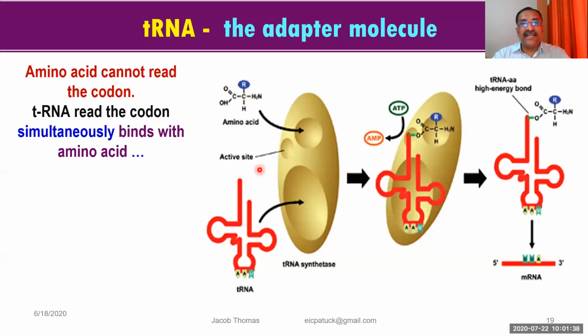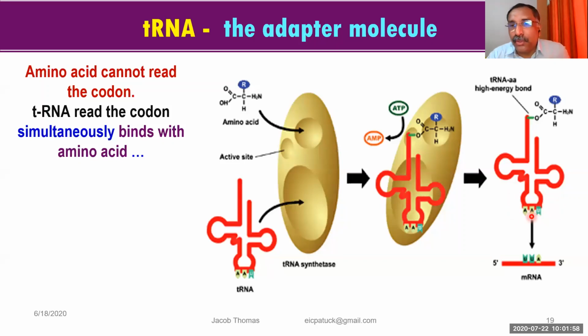So it is getting attached to here like this by using energy. Then it is called the aminoacyl transfer RNA complex. This is the messenger RNA. This messenger RNA has a codon here, which can be read by the anticodon present on the transfer RNA.